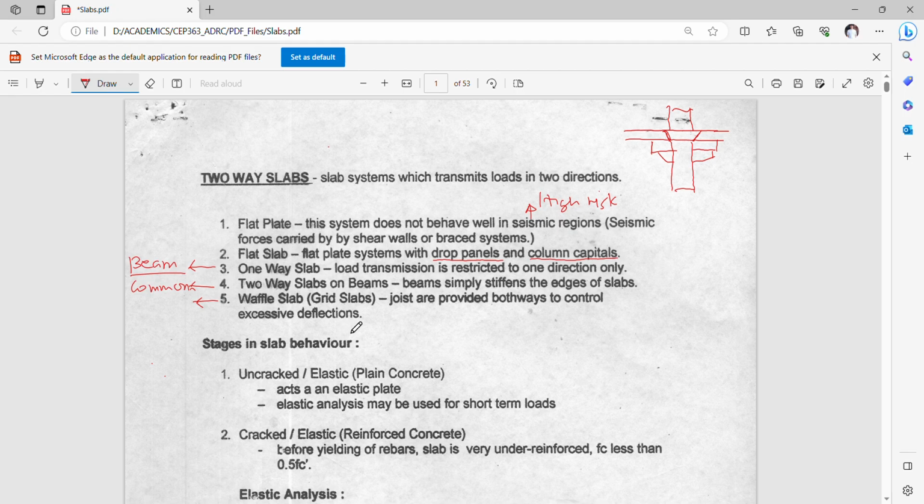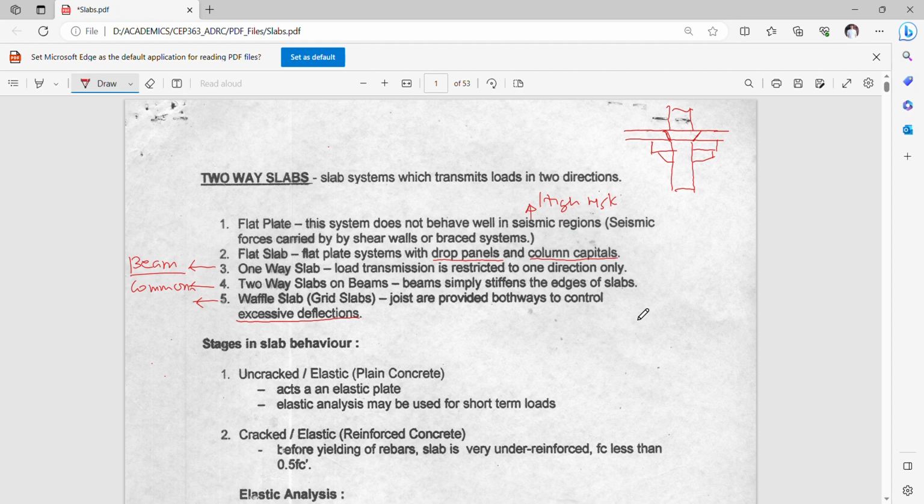The panels are very long, which means that the slab has a tendency to be subjected to excessive deflections. These are simply ribbed slabs and waffle slabs, which you can normally see in very old structures, having long spans rather than the usual 6 by 6 panels.